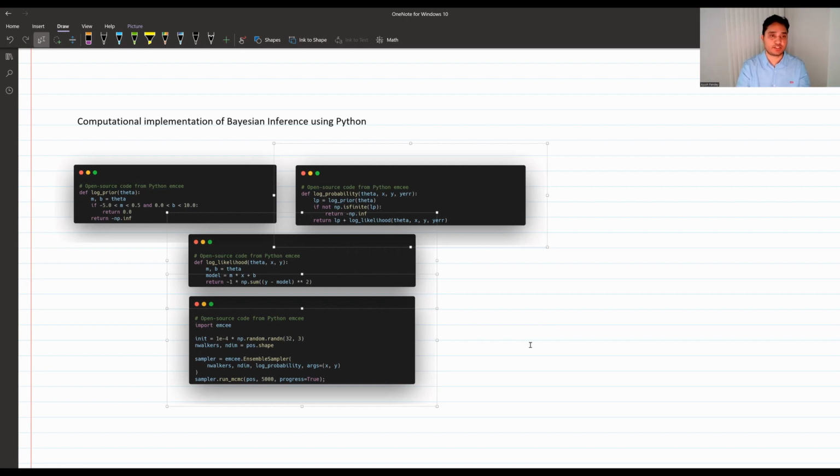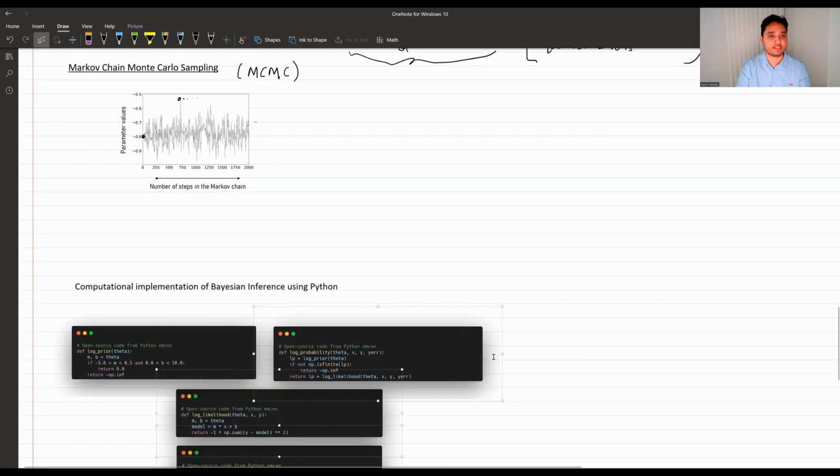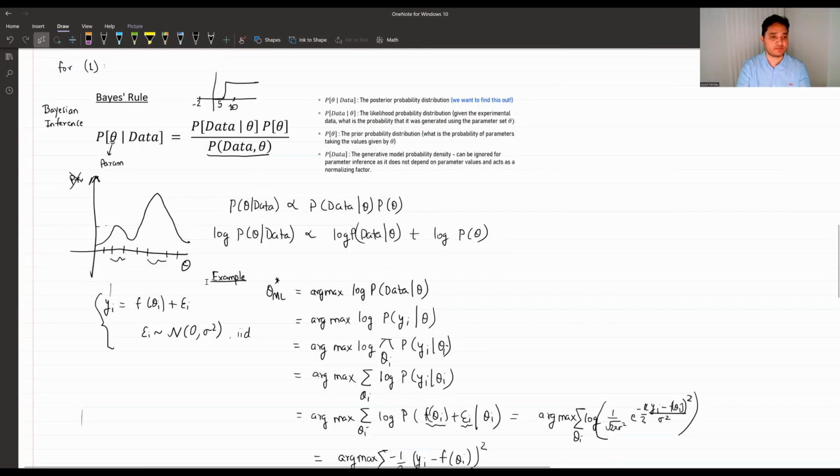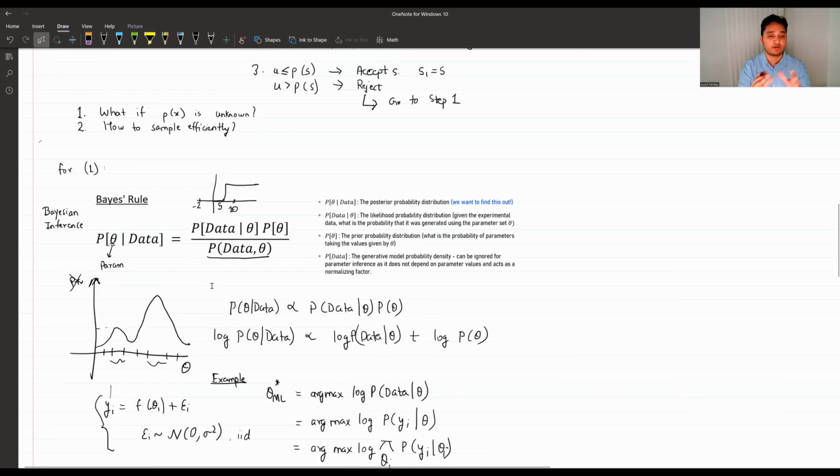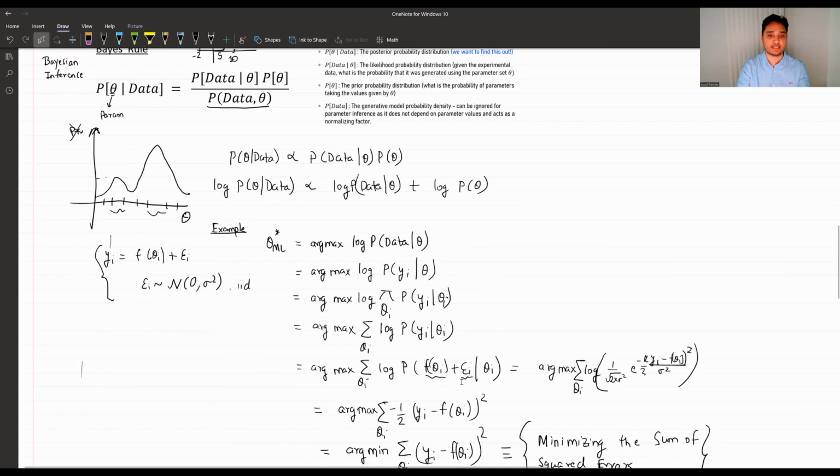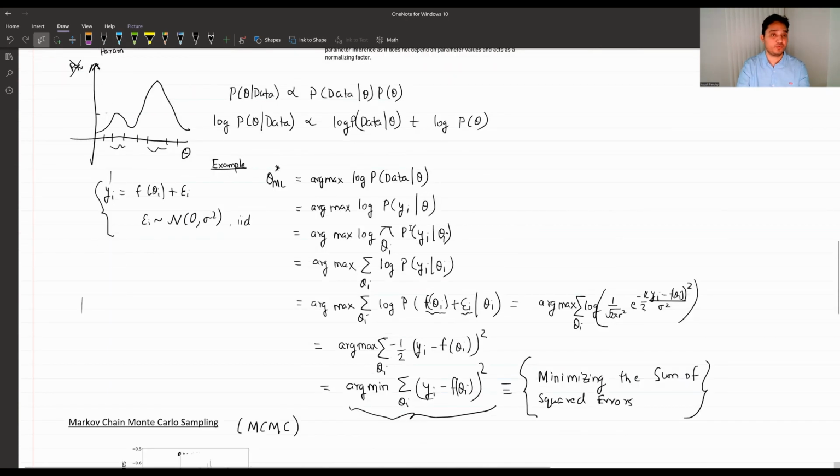So that concludes the lecture. Hopefully you learned the basics of Bayesian inference and how it stems from the Bayes rule. That's the crux of the whole lecture. And most importantly, how to compute the log likelihood. And that's the proof for how log likelihood can be used to solve the parameter inference problem.